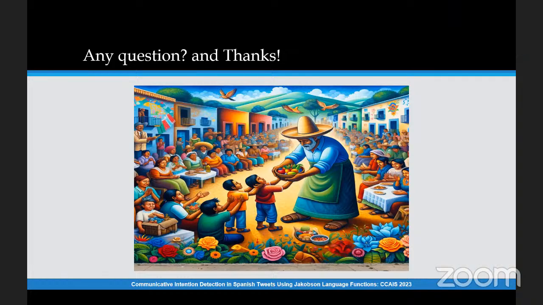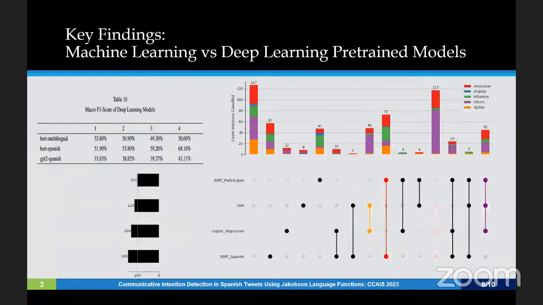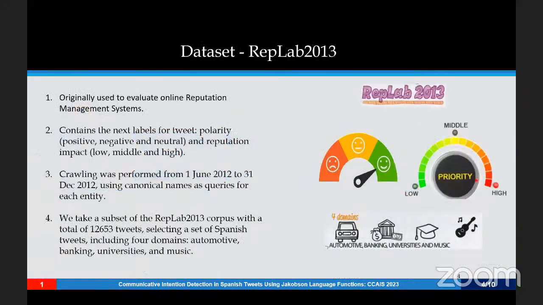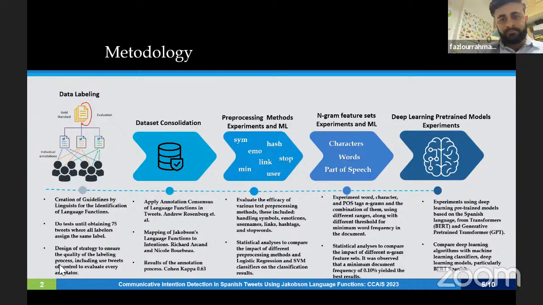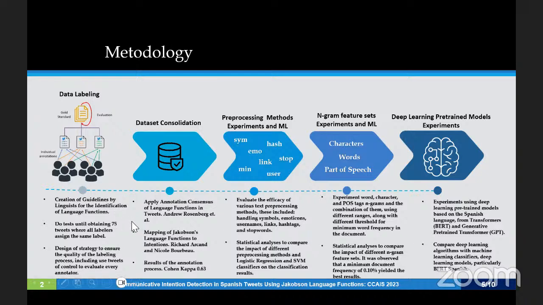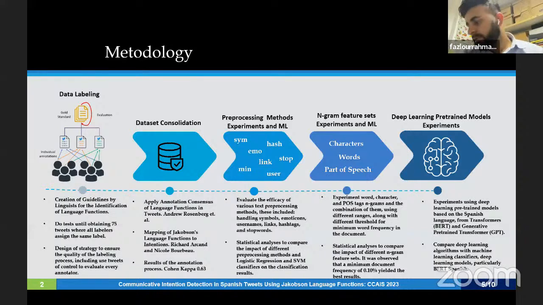Okay, we used a work by an author. Give me a minute for the reference. It is mentioned in... Okay, annotation consensus of language functions in tweets by Andrew Rosenberg et al. Okay. Yeah, that's all from my side.